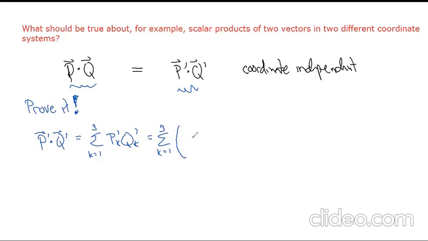How do I get from one coordinate system to a different one? I use the rotation matrix. Exactly. So J from 1 to 3, A, JK, P, J, and then I from 1 to 3. So the primed are really just, I took the original vectors and I pumped them through my rotation matrix.